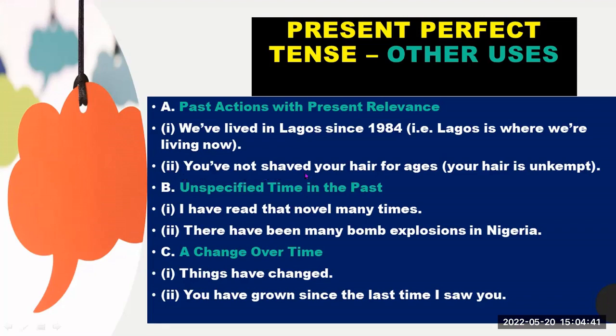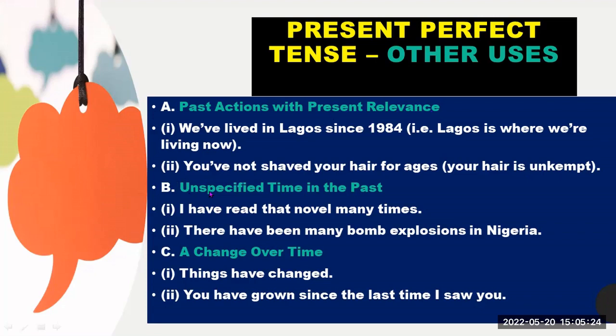Then, you've not shaved your hair for ages, and what actually makes that relevant is that when I look at your hair, I find that your hair is unkempt, okay? And because your hair is unkempt, it suggests to me that you've not shaved your hair for ages. This action started in the past. You left your hair since a long time ago, and it's still like that. So I can see that your hair is unkempt. Past actions with present relevance.